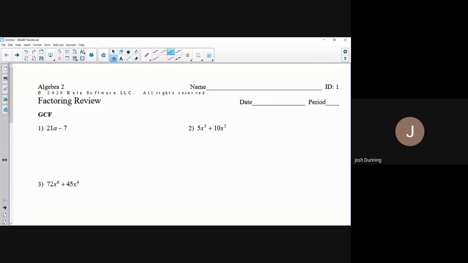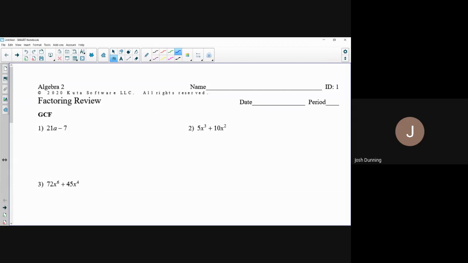So the first thing for today is to review factoring. Now, the first kind of factoring is GCF factoring, greatest common factor. On number one, you ask yourself, well, let's look at that. There's not an A in both, so there's no A in the GCF because it's not common to both terms. So all we have is a number. What's the biggest number you can divide both 7 and 21 by? It is 7.